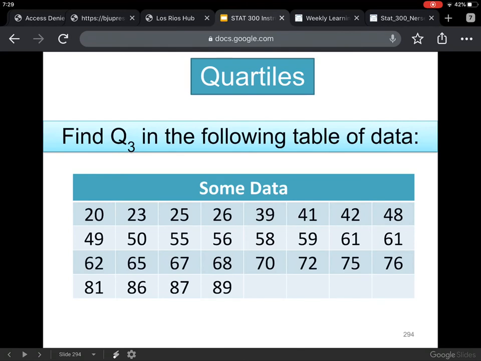So it says here, find Q sub 3 in this data set. Please note it's a different color, but the ordering is exactly the same. We have all the same numbers here. So find Q3 means, by the way, what percentile is that? P sub 75, right? Q sub 3 is P sub 75. And so I want to find the 75th percentile, a number in this data set such that 75% of the data points are below it.